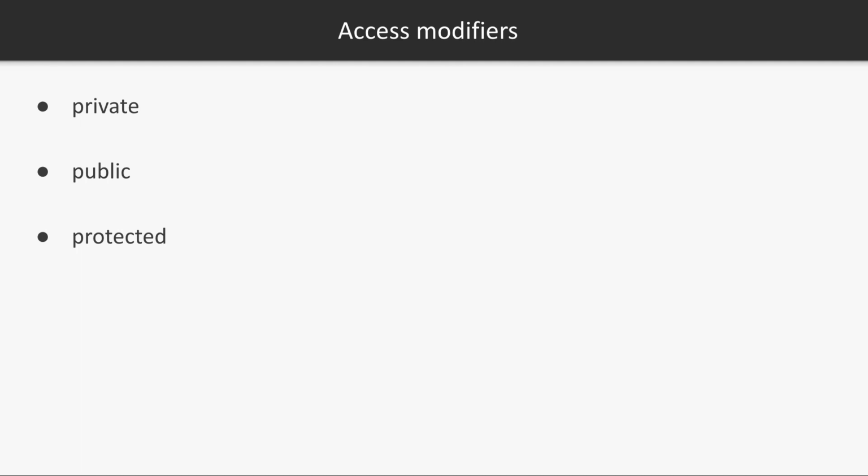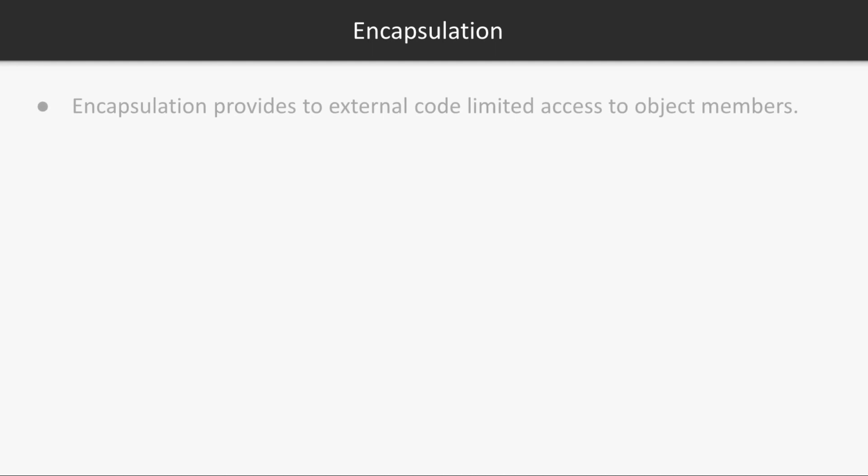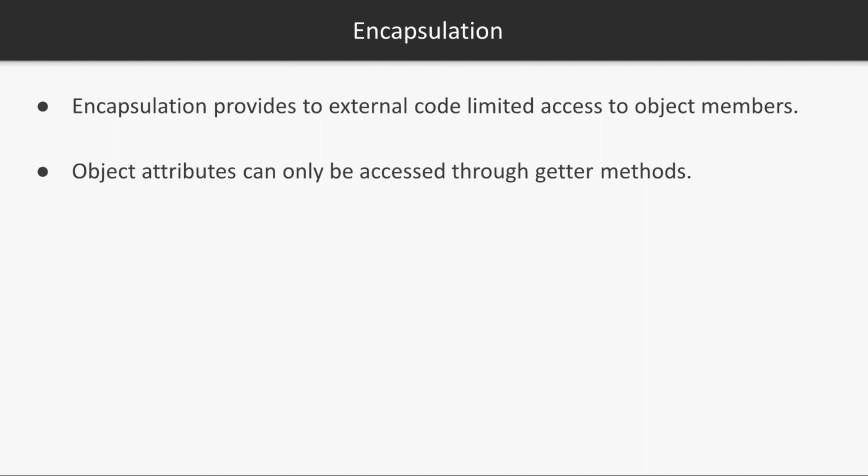In order to implement the encapsulation concept of object-oriented programming, the good practice is to declare all our attributes as private and then declare public methods to access that data. In that case, you are going to have control over what can be accessed and how the data is modified. This concept, as I've mentioned, is called encapsulation. Encapsulation provides external code limited access to object members. Since attributes can only be accessed through a getter method, you get control over what object data is exposed and how it's exposed.